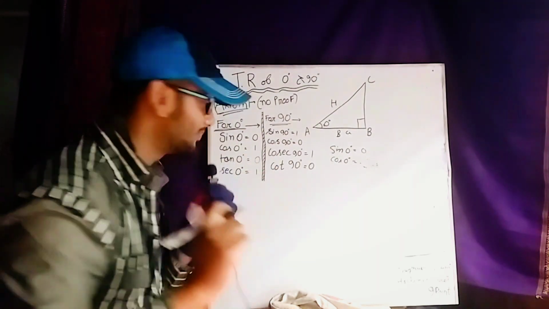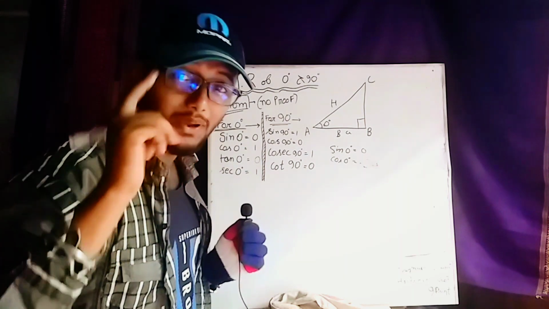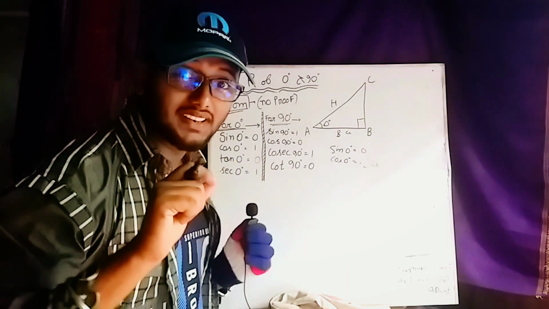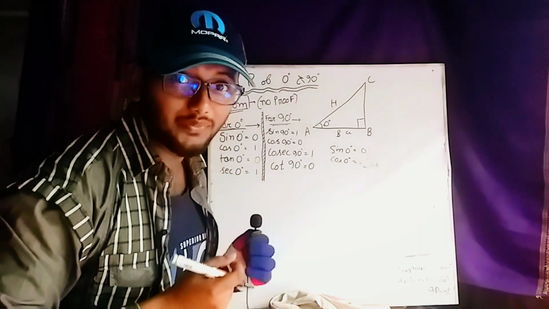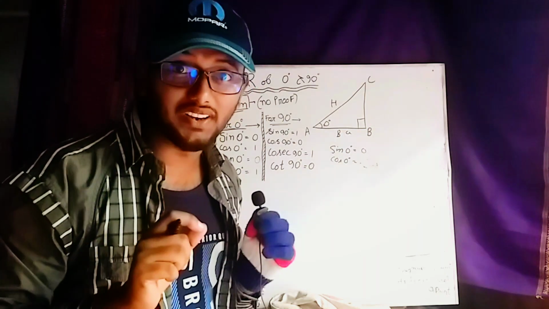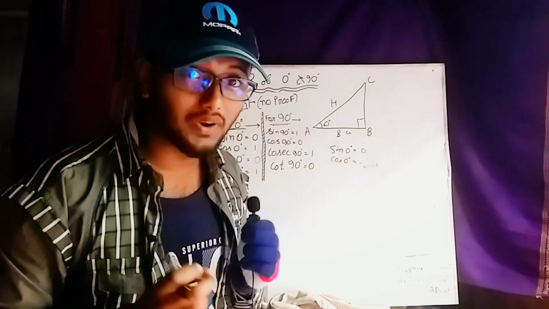Now tan 0 degree. Tan 0 degree is sin 0 degree by cos 0 degree. Sin 0 degree is 0 and cos 0 degree is 1, so tan 0 degree is 0 by 1, which is equal to 0. Now how about sec 0 degree? Sec 0 degree is 1 by cos 0 degree, and cos 0 degree is 1. So 1 by 1 is equal to 1.